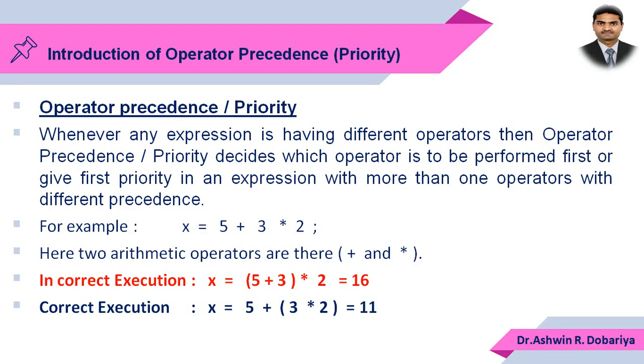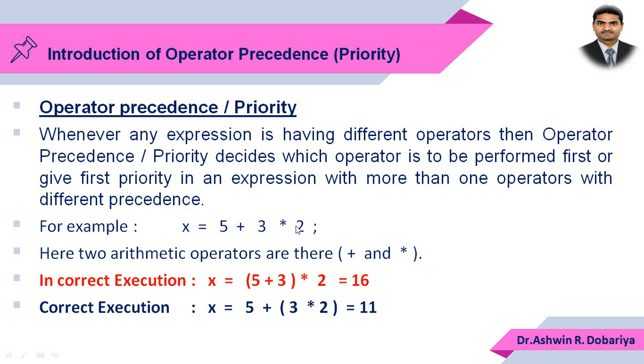The first concept is operator precedence, or you can say priority. Whenever an expression has different operators, operator priority decides which operator is to be evaluated first, or which operator is given the first priority in execution. Generally, if our expression has only two operands, like 5 plus 3, stored into a variable, there is no need of priority. But suppose the expression is too long and includes many different types of operators. Here plus and multiplication are both arithmetic, but sometimes one expression may contain different types of operators. In that case the compiler executes the operators based on their priority.